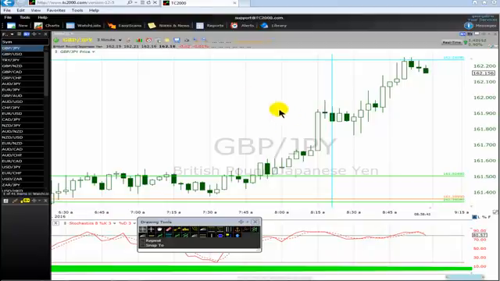I would like to remind new traders that the pound yen currency pair is quite volatile. It's not for children, it's not for beginners. It's quite volatile. Happy trading to you all, and speak to you soon.